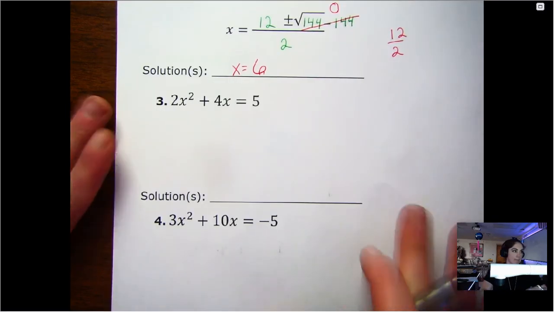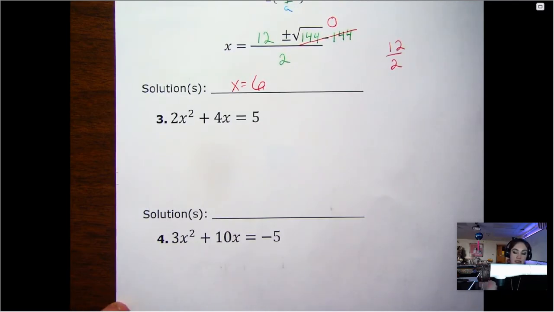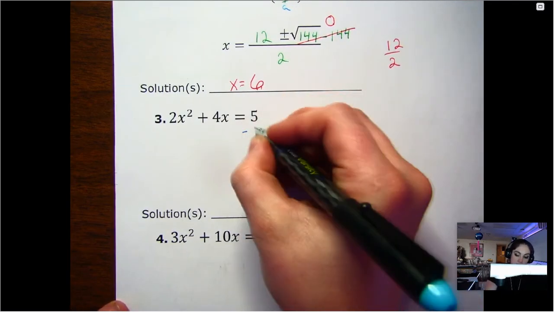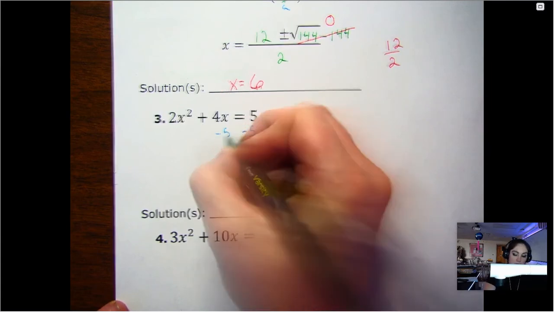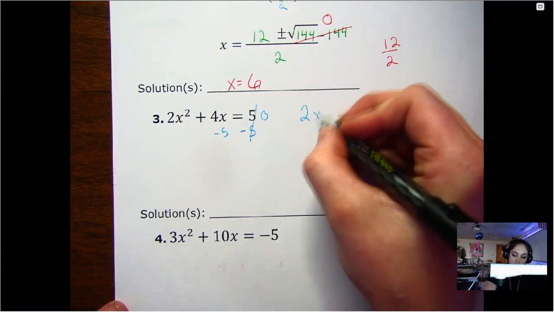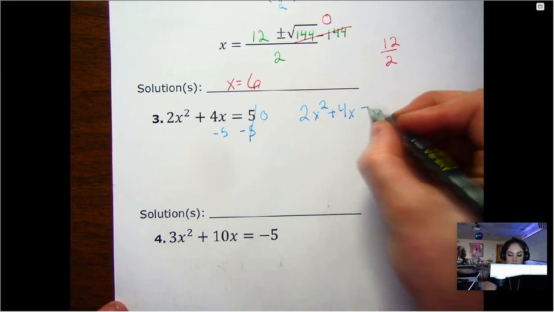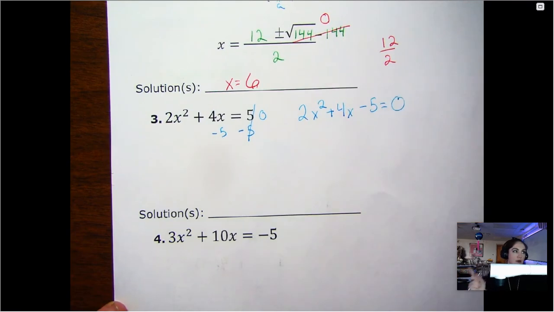All right, so now let's look at number 3. Number 3 is not set equal to 0, so now we have to change it around and solve so that it equals 0. So subtract 5 on both sides. This one cancels out and becomes 0. So my new equation is 2x squared plus 4x minus 5 equals 0. Now I have it in standard form.